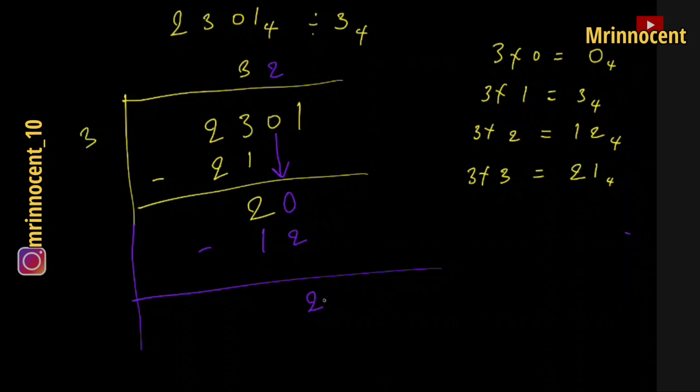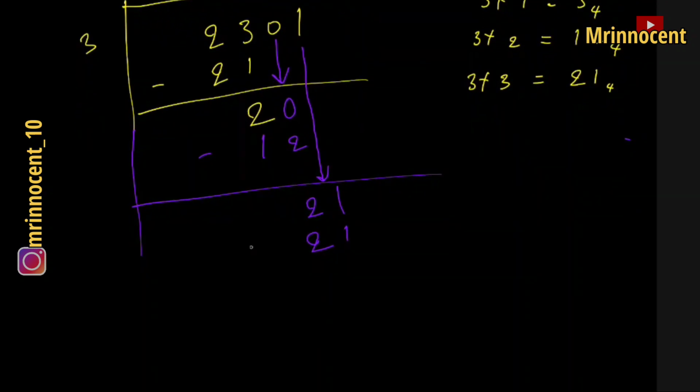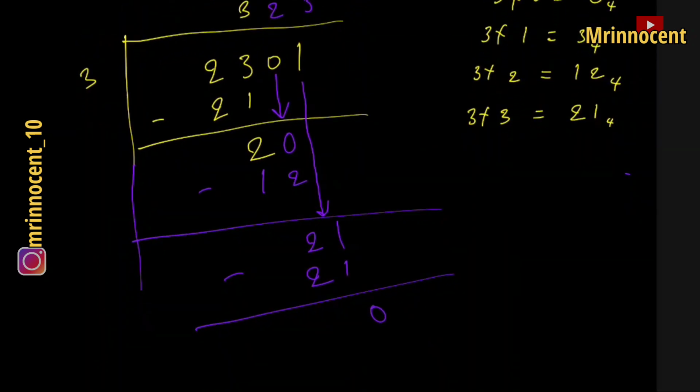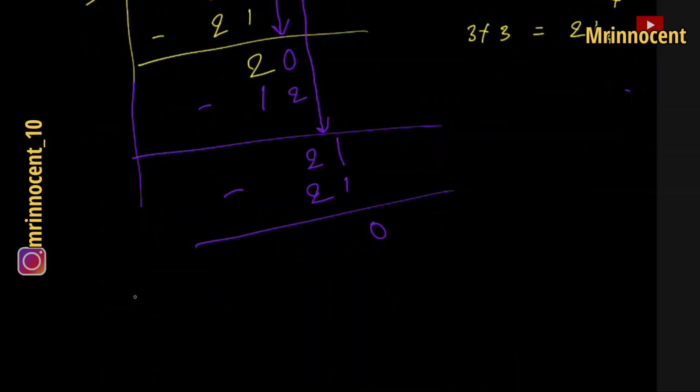3 divided by 2 cannot, bring down the last number, which is 1. 3 divided by 1 is 3. 3 times 1 is 21. You subtract. You have 0. So therefore you have 323 in base 4.